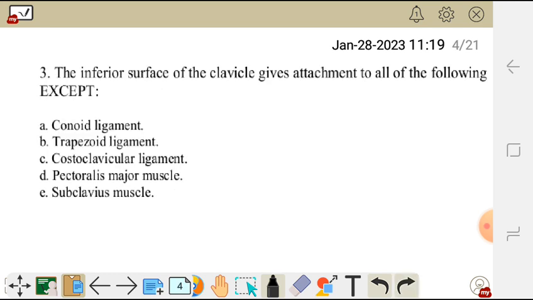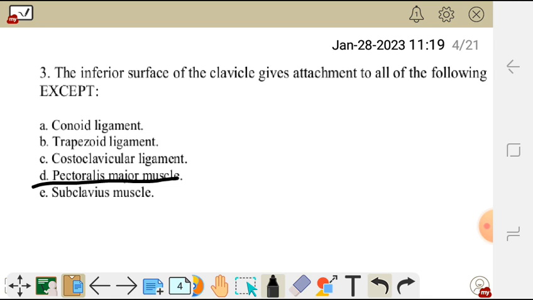So we move on to question 3. Question 3 reads, the inferior surface of the clavicle gives attachment to all of the following except: A, conoid ligament, B, trapezoid ligament, C, costoclavicular ligament, D, pectoralis major muscle, E, subclavius muscle. So the correct answer for question 3 is D.